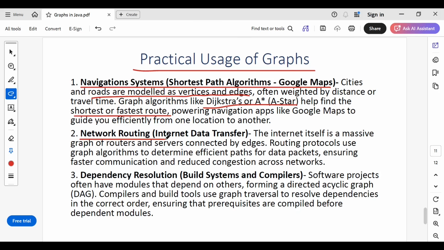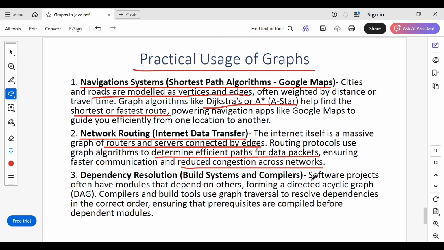Then network routing also uses graph based algorithms. So our internet, which we use, right? You'll have many routers and servers, right? They are connected by edges. So that will also use a graph to find out how to send data packets in an optimized way, right? It will determine the efficient paths for data packets so that data reach faster and you don't have congestion across networks.